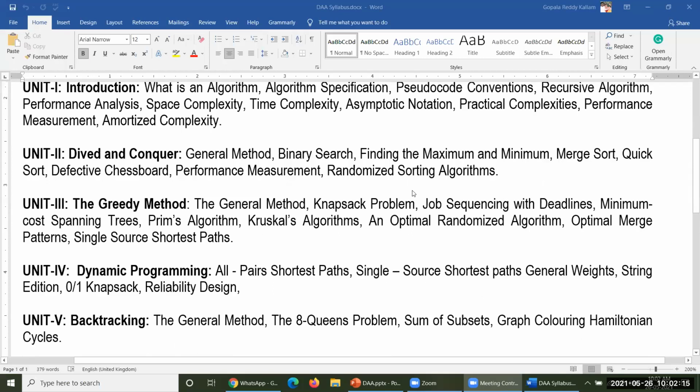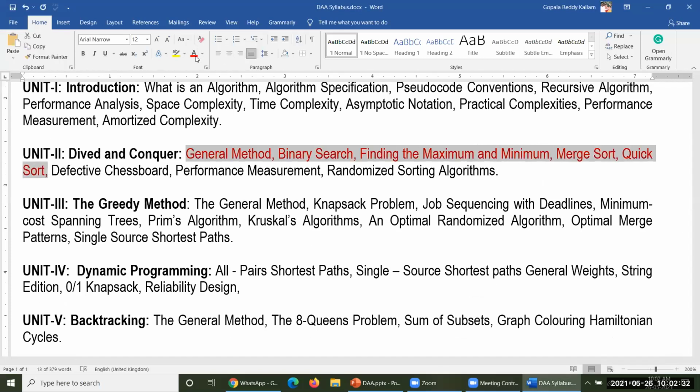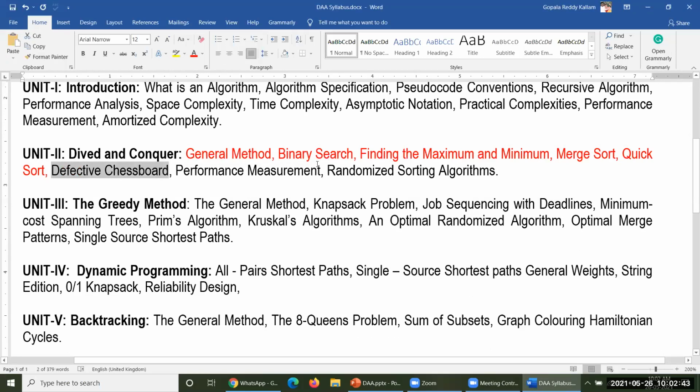So now we are about to close this particular unit, divide and conquer. We have discussed the general method, binary search, finding min-max, merge-sort, quick-sort. All these things have been discussed so far, and we are left with the defective chessboard problem. For every algorithm, we have been measuring the performance analysis. Performance analysis for divide and conquer is being done for every algorithm individually.